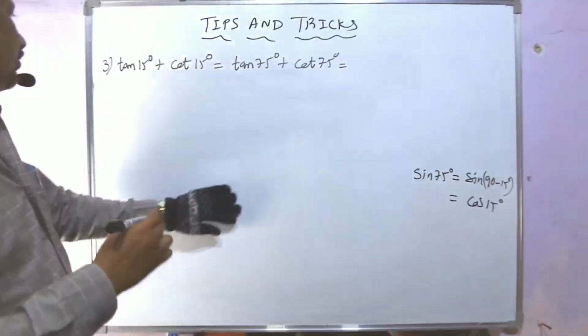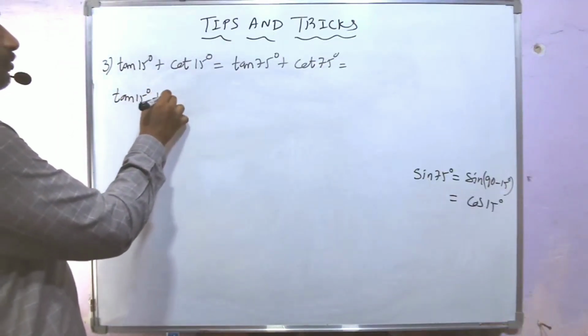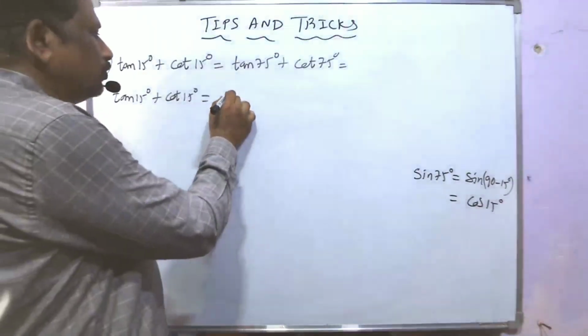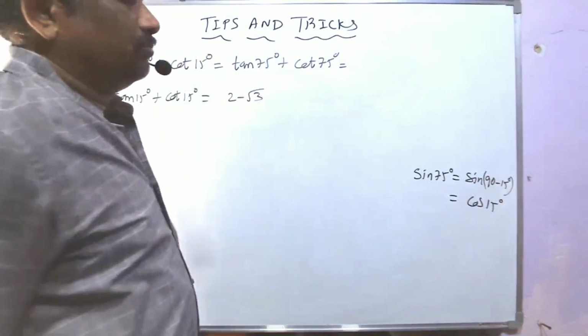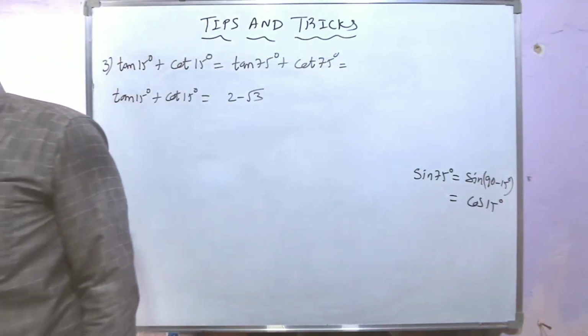What is tan 15? Tan 15 value you should know. Already we derived it. Tan 15 degrees is equal to 2 minus root 3. Same way, cot 15 also you should know.